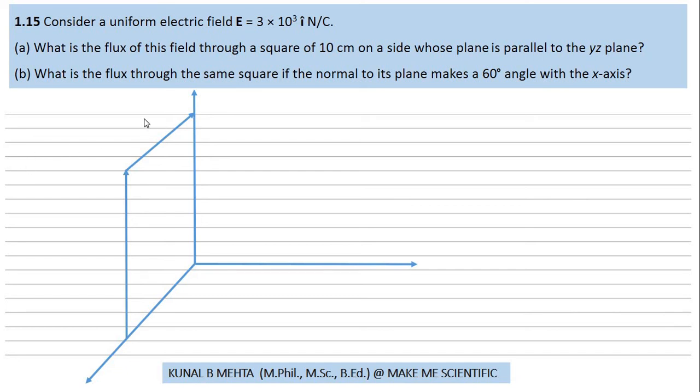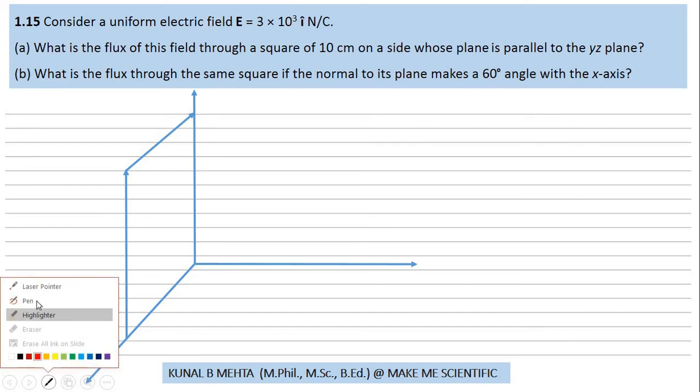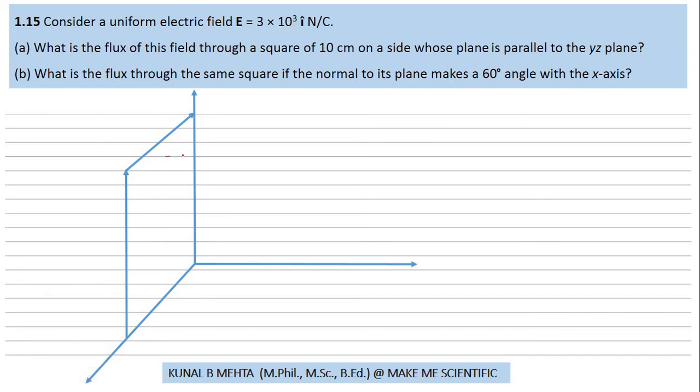Hey there, scientific audience. So now let's solve problem number 1.15. Here we are given a uniform electric field which is along plus i. This vector is plus i cap. So that means the electric field is purely along the x-axis, and so we can say that the uniform electric field lines are parallel. So these are the electric field lines and they are along the positive x direction.